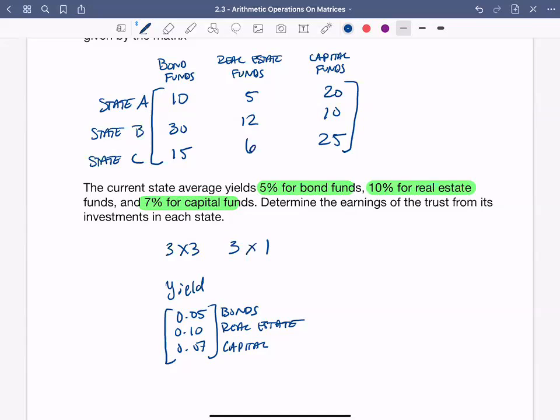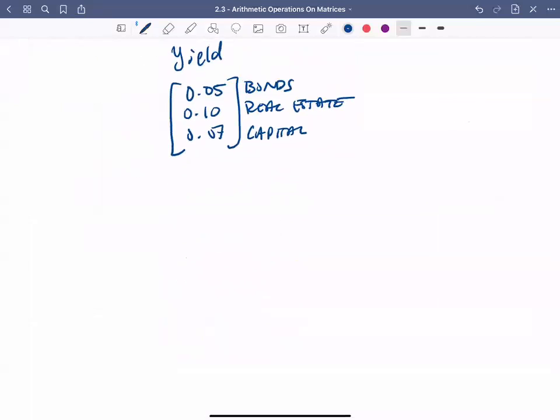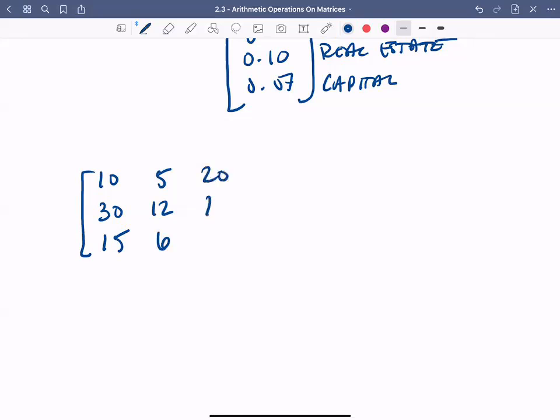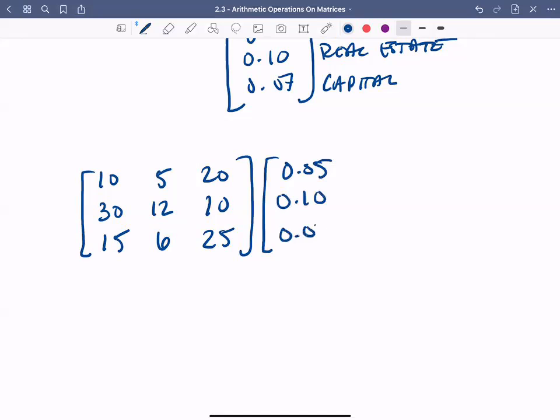So when we go and do this, we have this now set up. I'm going to zoom in, then I'll zoom back out so you can see it. My original matrix that it gives us is 10, 30, 15, 5, 12, 6, 20, 10, and 25. Our yields are 5%, 10%, and 7%.